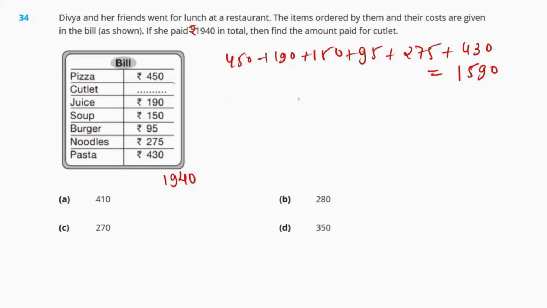Now we already know that the total for the 7 items was 1940, and now the total for the 6 items is 1590. So if we take the difference between these two, we will get the amount for the 7th item, right? So the answer for this will be 350. So the right answer to this question will be option D.